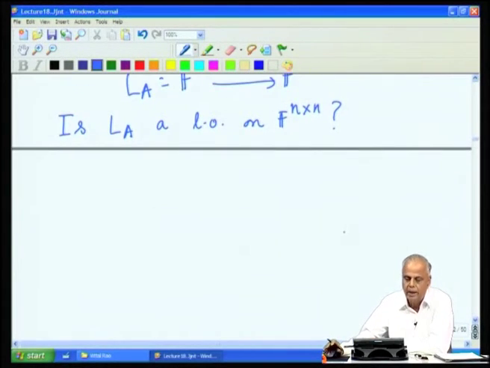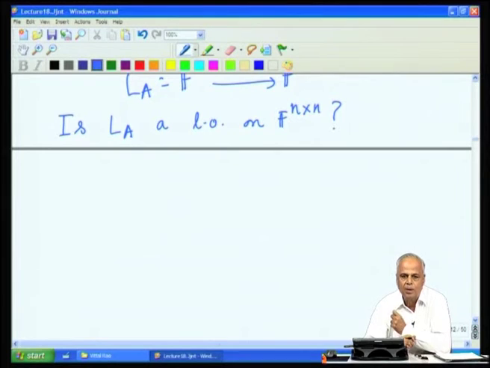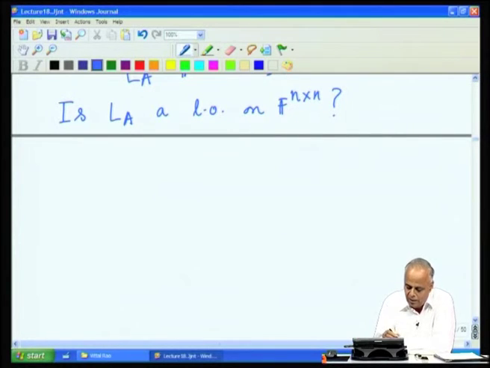Now, LA will get qualified to be called a linear operator on Fn cross n if it preserves the two basic things. Always the linearity comes from the two fundamental things, namely it preserves addition and it preserves scalar multiplication. So, let us verify whether LA does these two.